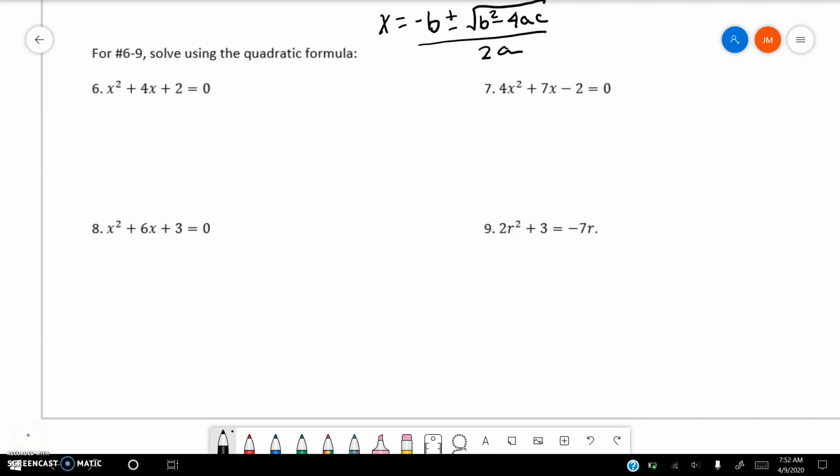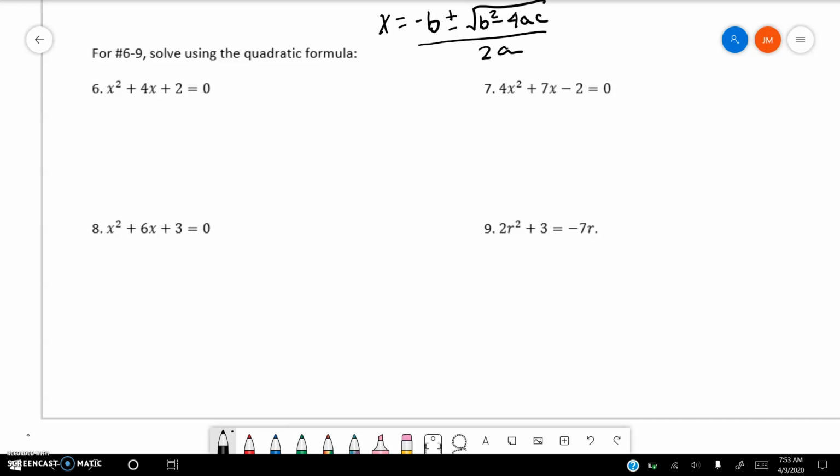For number 6 through 9, you are going to solve using the quadratic formula. So again, this is where we're going to find the discriminant first and then plug into the quadratic formula. The reason you want to find the discriminant first is because if it's negative, you do not have to continue, so you do less work. And we know that most of you love to do less work.